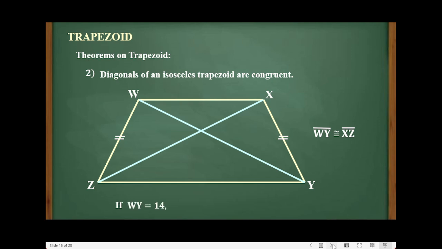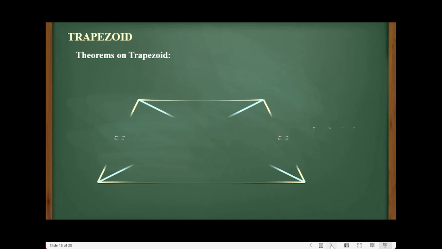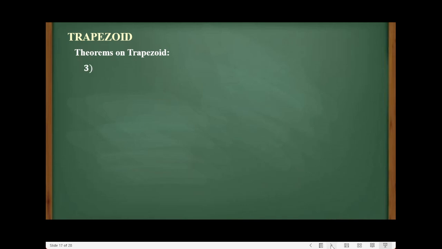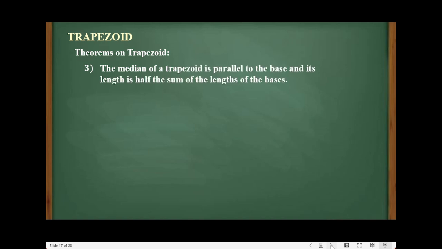If, for instance, the length of segment WY is 14, then the length of XZ, the other diagonal, is also 14. Okay? Next, another property. The median of a trapezoid is parallel to the bases, and its length is half the sum of the lengths of the bases. So again, let us consider a trapezoid, such as this one.